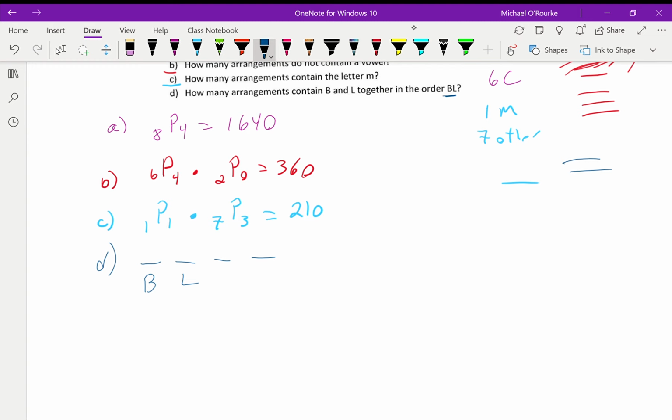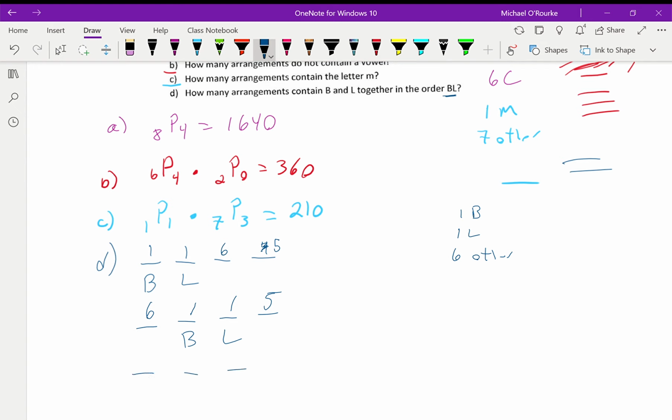So I could put the BL there, which would be 1 and 1. So we have 1 B, 1 L, and 6 other ones. So if we have those there, we'd have 6 different options here and 5 different options there. But then we could also order it like this, where B and L are here. That'd be 1, 1, and this should be a 5. If we did this, this would be 6 and 5 here.